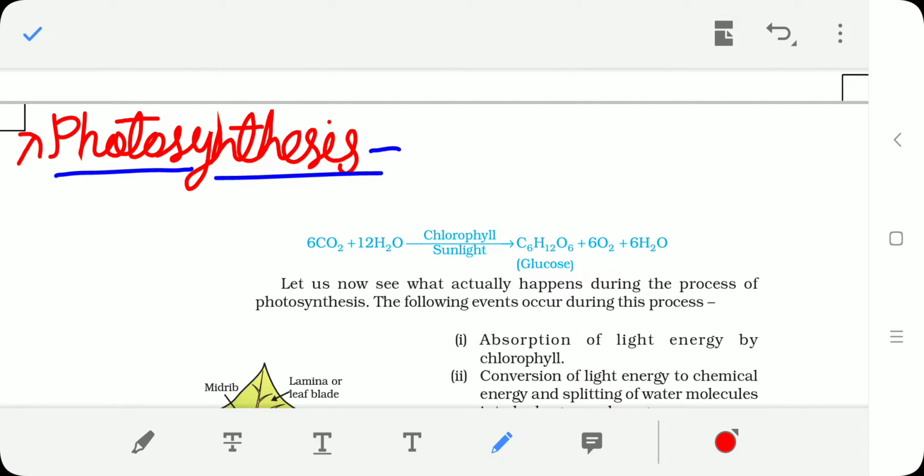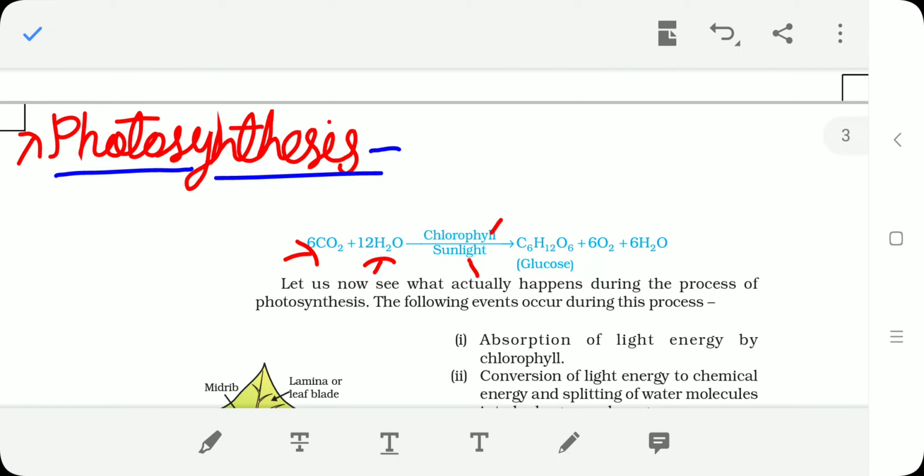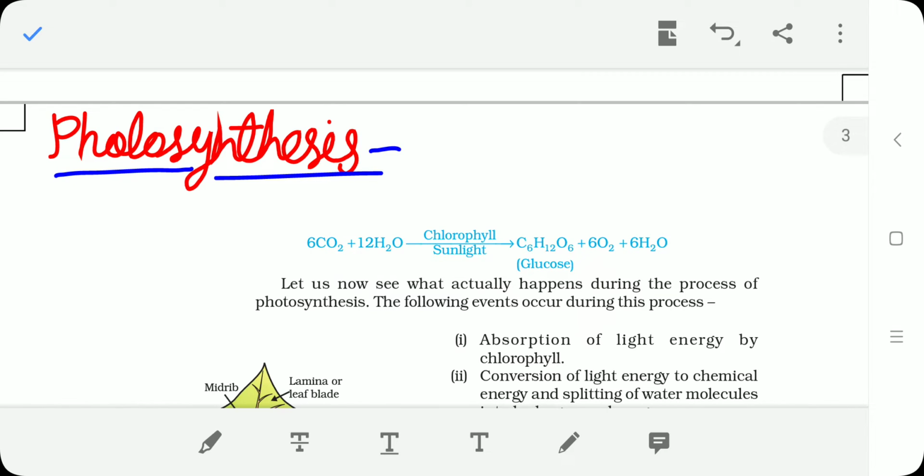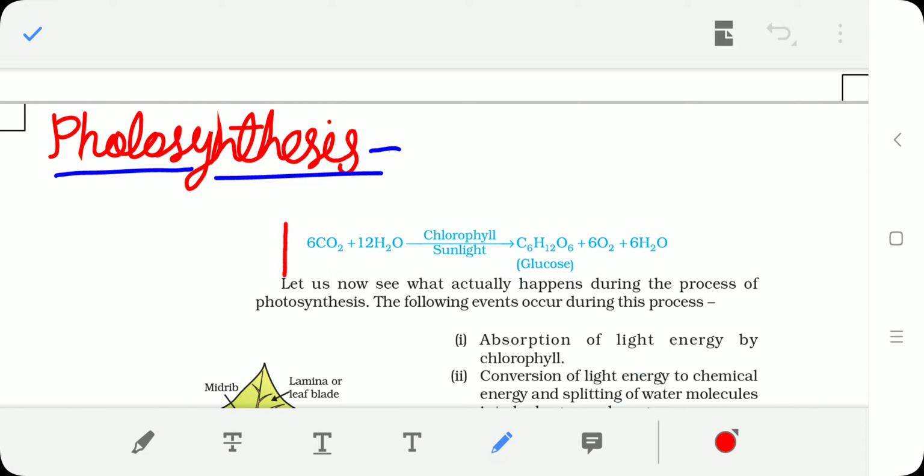And what happens in this process? In this process, green plants make glucose, that is food, in the presence of sunlight and chlorophyll by using CO2 and water. This is the overall reaction of photosynthesis. You can define photosynthesis by this equation.